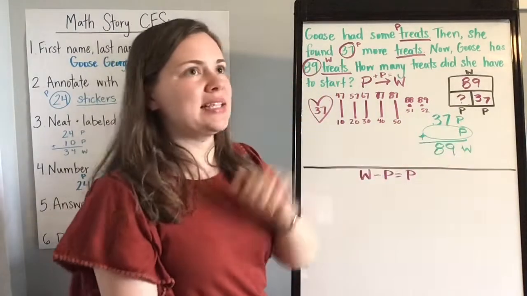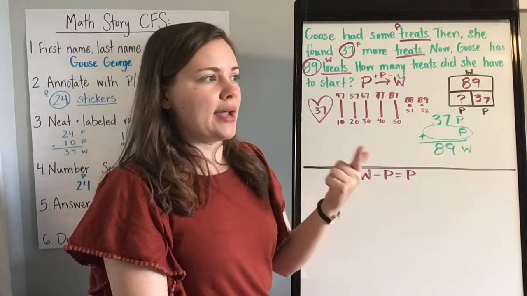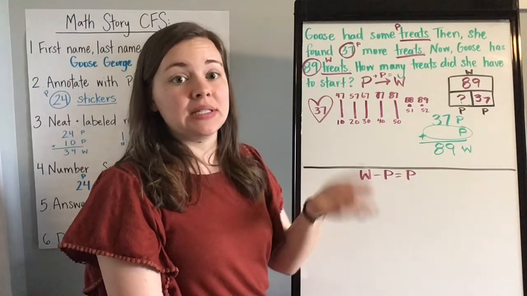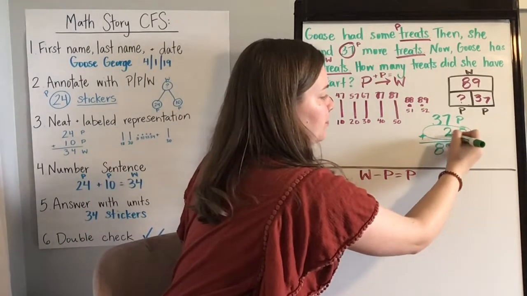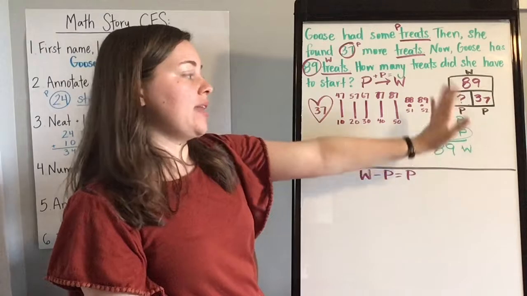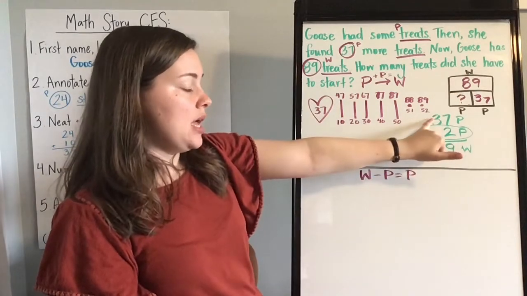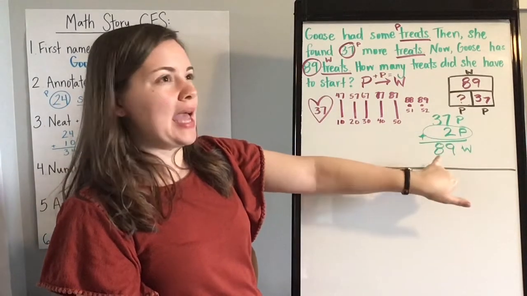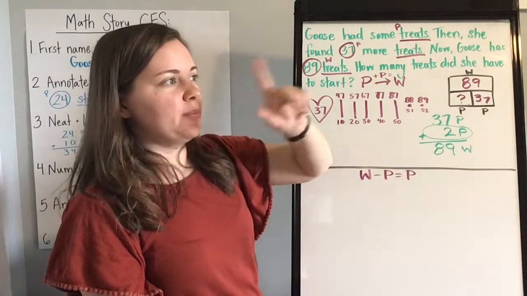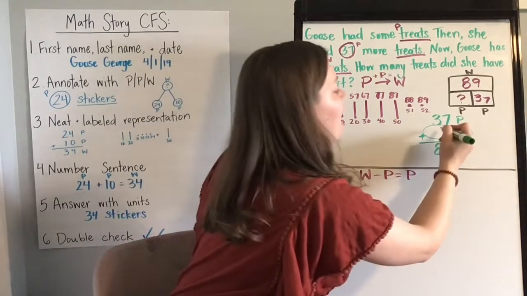So I'm at 7. What do I need to add to get to 9? Well, I know that 7 plus 2 is 9, so I need to add 2. Now if I'm looking in the tens place, I've got 3. What do I need to add to 3 to get to 8? I know that 3 plus 5 is 8, so I need to add 5.